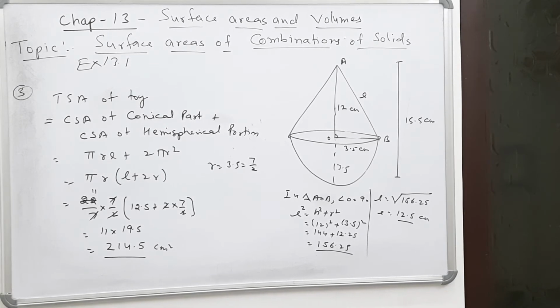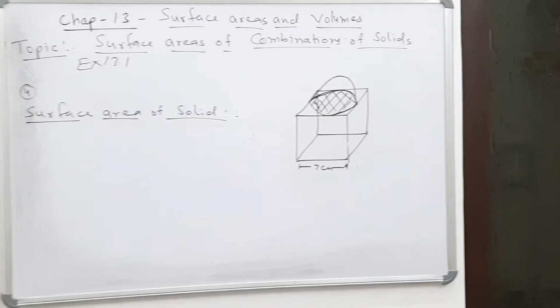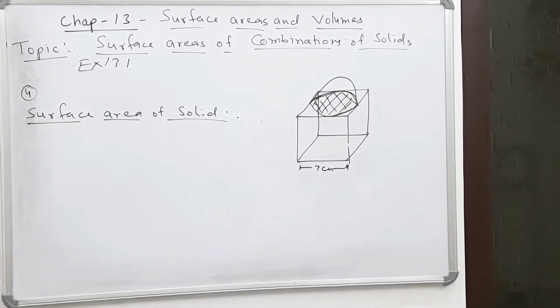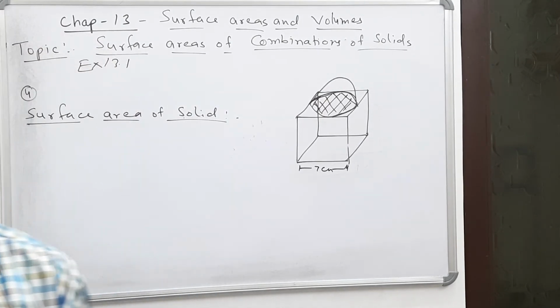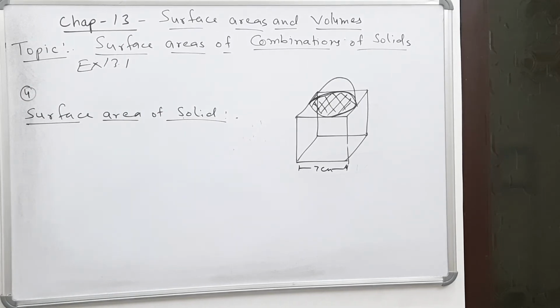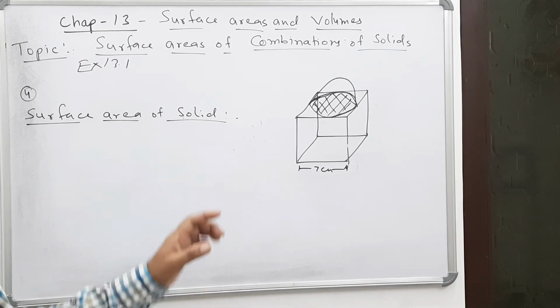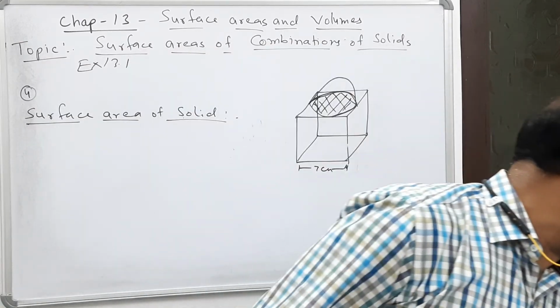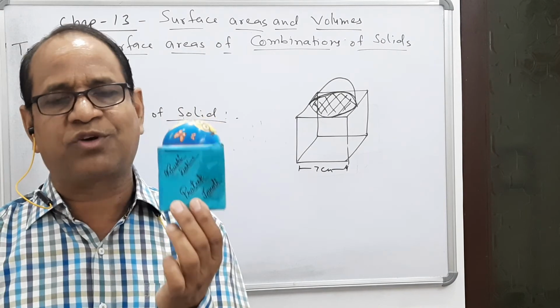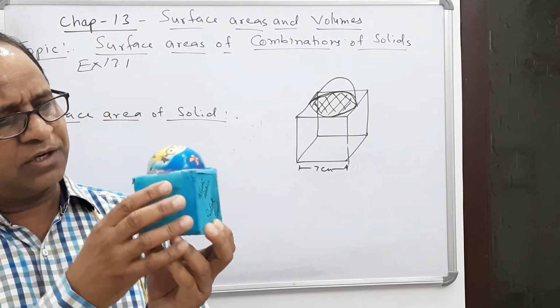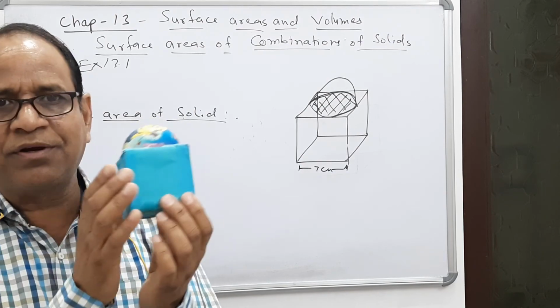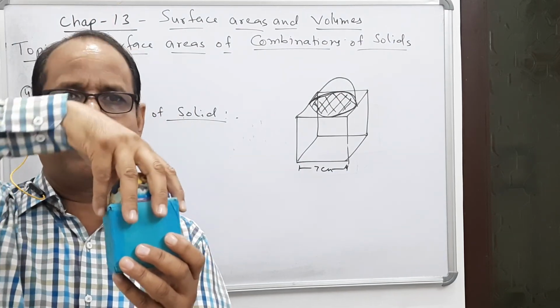Okay, I am taking one more sum, that is sum number 4. Now in this problem, a cubical block of side 7 centimeter is surmounted by a hemisphere. What is the greatest diameter of the hemisphere that it can have? And find the surface area of the solid. See, this is a diagram. If you want to understand it, you can understand this with the help of this solid. You can see this is a cube and a hemisphere is mounted on this.